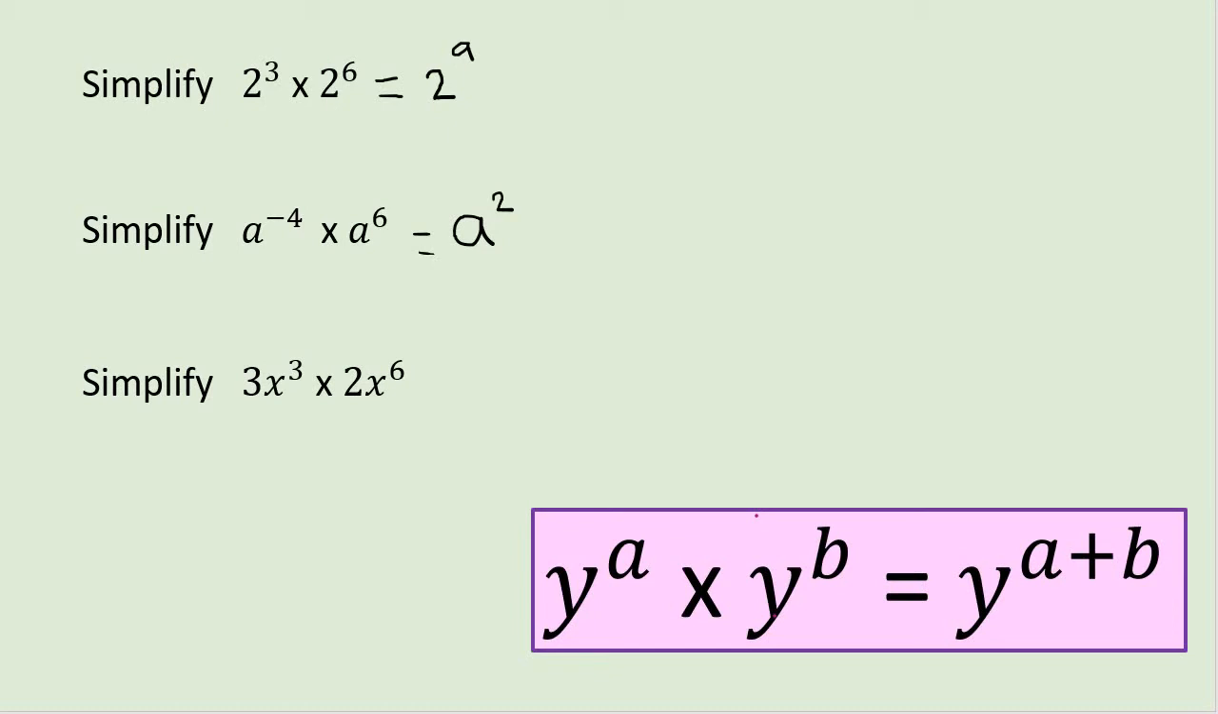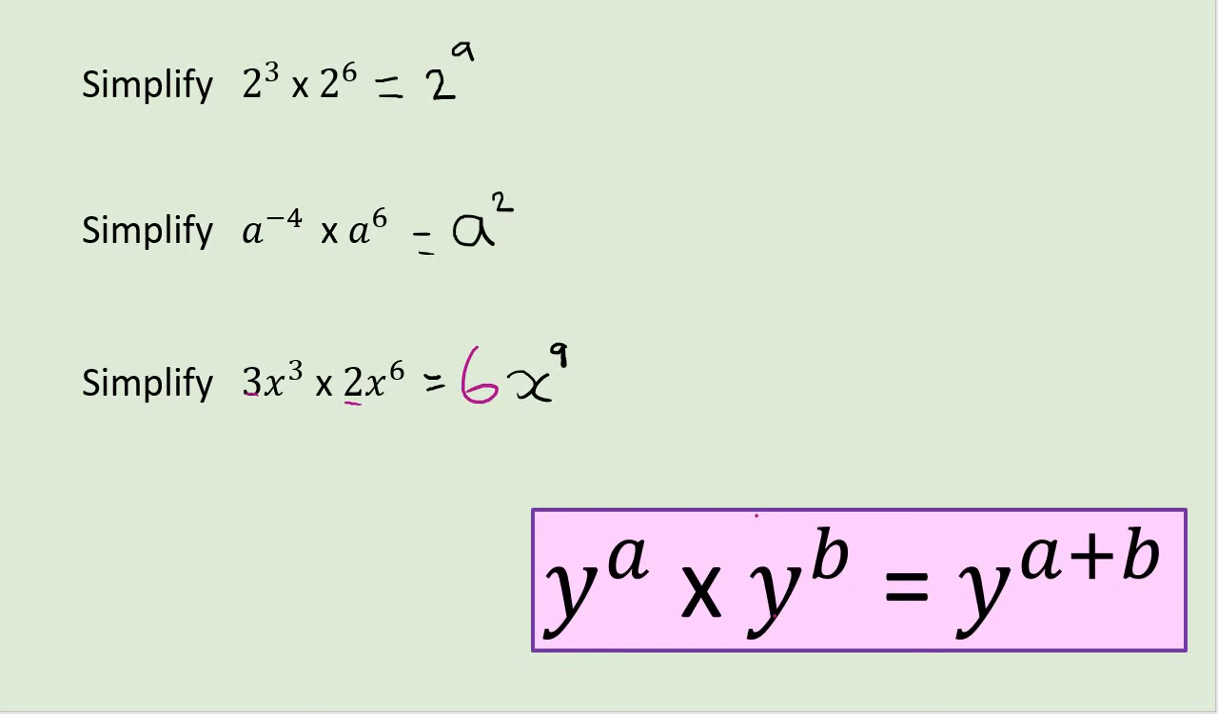Okay, and the last question we had, simplify 3x cubed times by 2x to the 6. This looks a bit weird this time because we've got a mixture of numbers and algebra in there. What we're going to do is we're going to times the normal numbers together first, and then we're going to deal with the x's. So first of all, we've got 3 times 2. 3 times 2 is 6. And now we're going to look at those powers. So we've got x cubed times by x to the 6. That's going to be x to the 3 plus 6, or x to the 9. So we're just going to multiply the numbers first, and then we're going to deal with the powers.